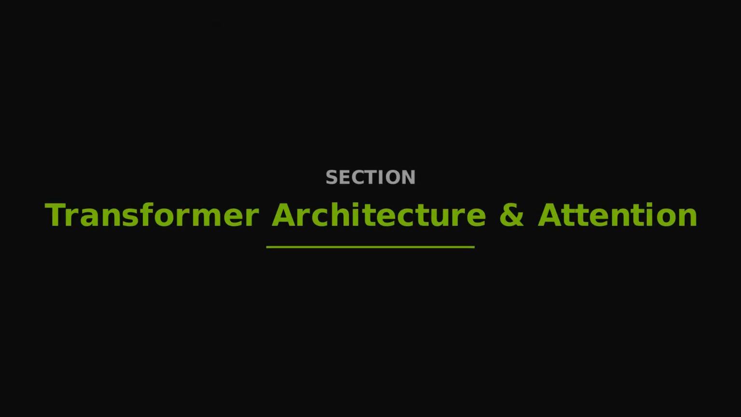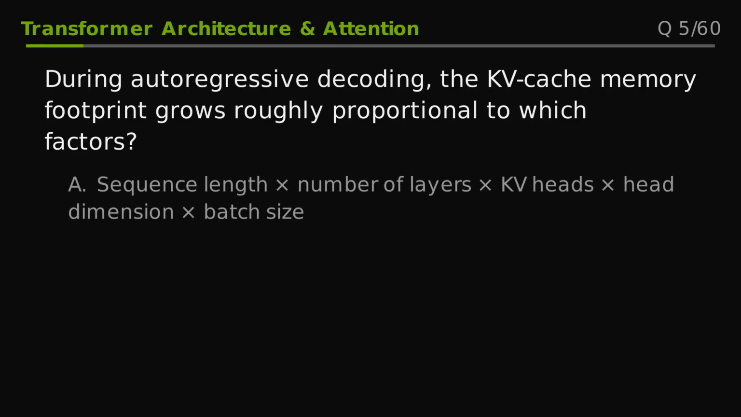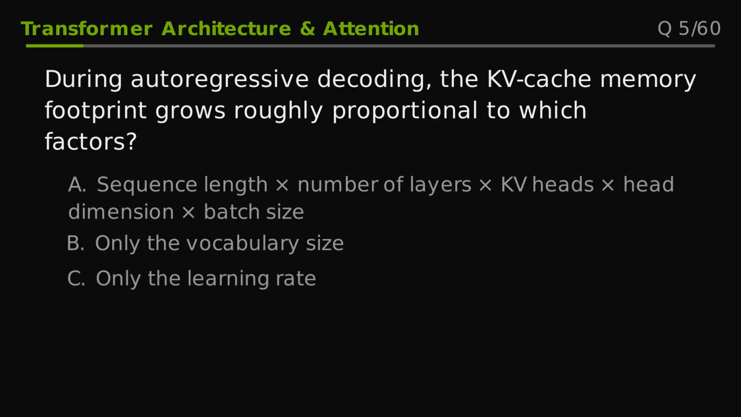Next section: Transformer architecture and attention. Question 5. During autoregressive decoding, the KV cache memory footprint grows roughly proportional to which factors? Option A. Sequence length times number of layers times KV heads times head dimension times batch size. Option B. Only the vocabulary size. Option C. Only the learning rate. Option D. The screen resolution.